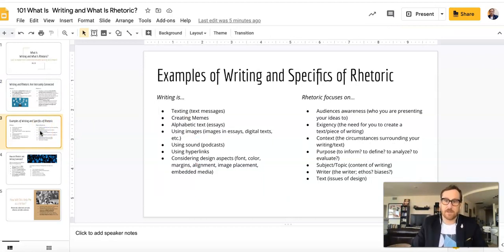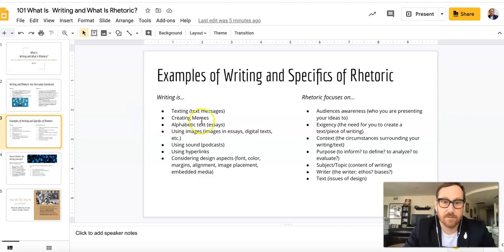So some examples of writing and some specifics of rhetoric are important to go over. Some examples of writing that you may not consider writing: texting, like text messages. This is writing. Creating memes, which I'll go over in more detail in a moment. Alphabetic text, of course. Using images. Podcasts are writing. Using hyperlinks and considering design elements are also aspects of writing.